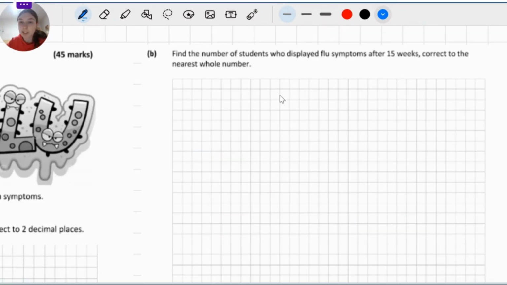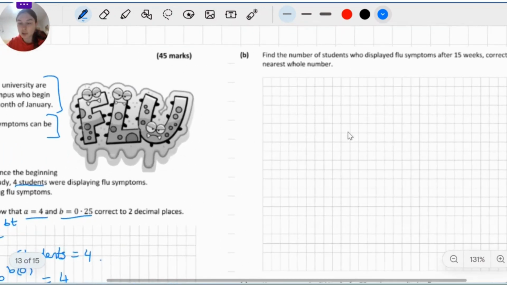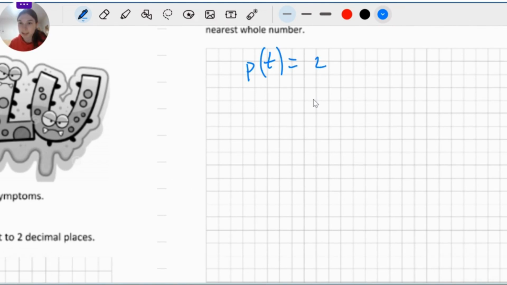So part B wants us to find the number of students who displayed symptoms after 15 weeks. Okay, we're going to use our formula again. So let's write down our formula. It is P of T equals A E to the B T, but we know A is 4, so we're going to put that in, 4 times E, and B T, but we know that B is 0.25, so we'll put that in.